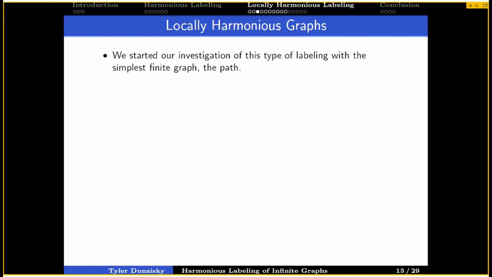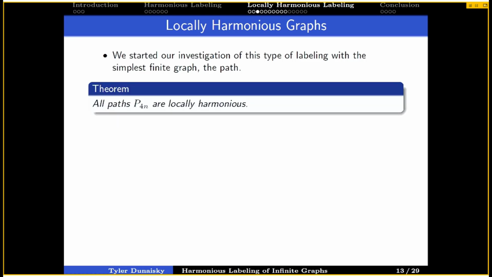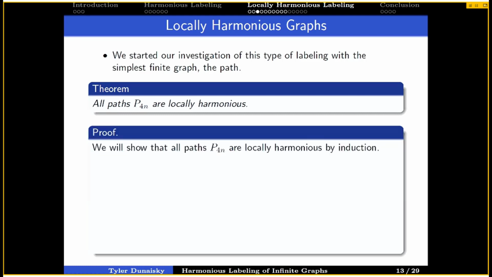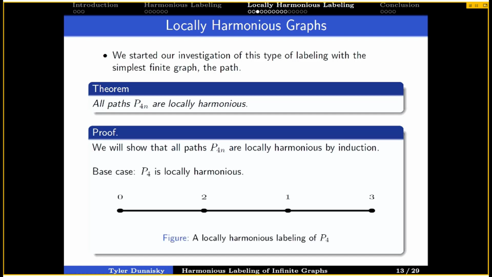We started our investigation in this type of labeling with the simplest finite graph, the path. And we were able to show that all paths with length divisible by 4 are harmonious. So we showed this by induction. The first step of induction is that we have to show that the first domino in our series is going to fall. So for us, our first domino was that the path of length 4 is locally harmonious. So here is P4. And so these are the edge labels, and then here are the local labels around each vertex. So it is locally harmonious.